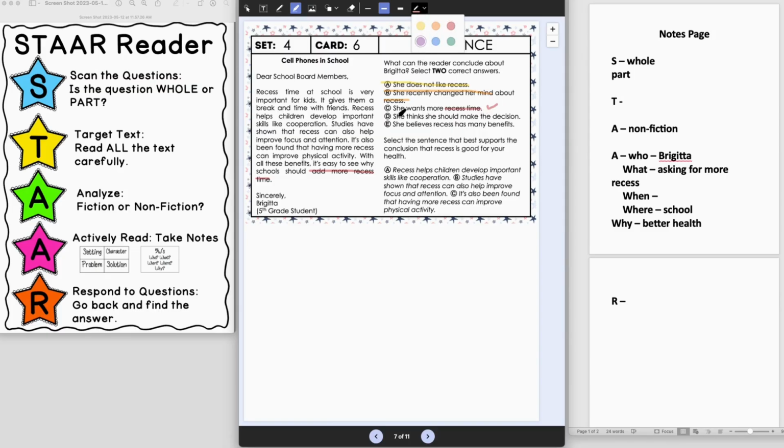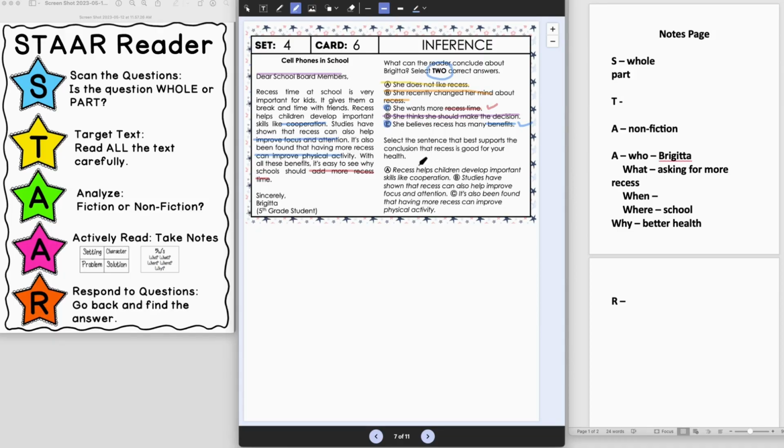D, she thinks she should make the decision. Well, she is asking for more recess from the school board, but I think she knows that it's the school board who's doing the decision and she doesn't think it's her decision. So we're going to cross that off. And then let's look at E. She believes recess has many benefits. Well, here she talks about how it's going to help skills like cooperation, it can improve focus and attention, and it can improve physical activity. So this also makes sense. So here we are looking for 2 answers. So the correct answer is going to be C and E.